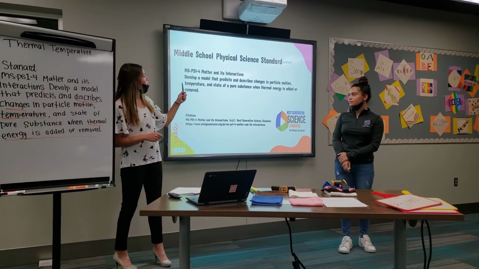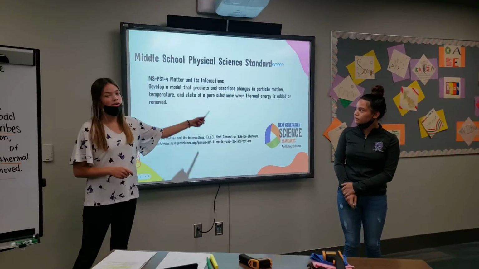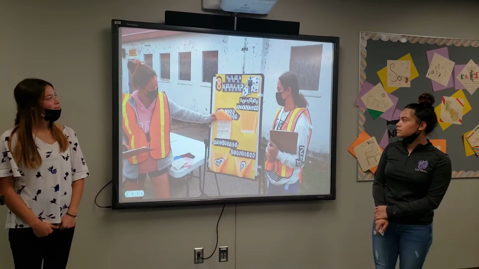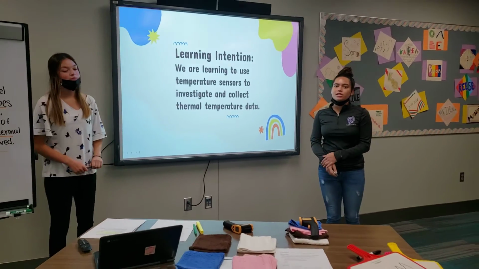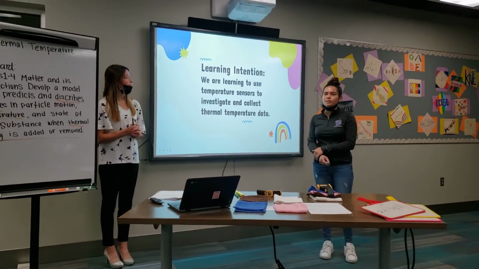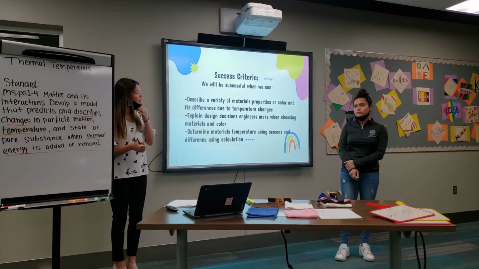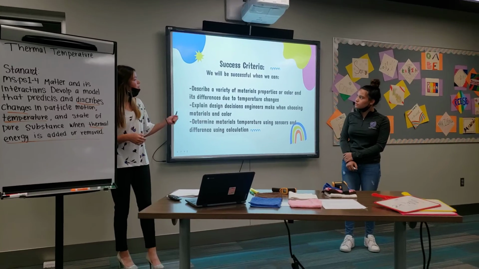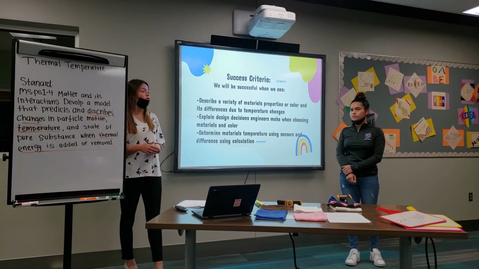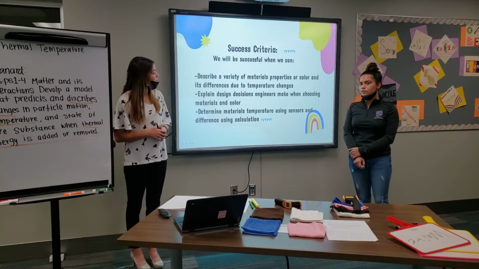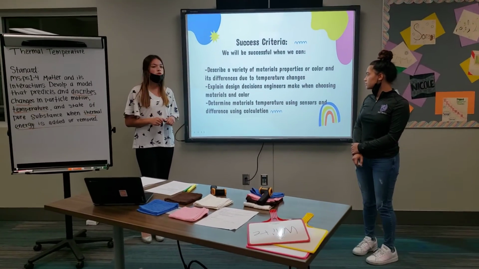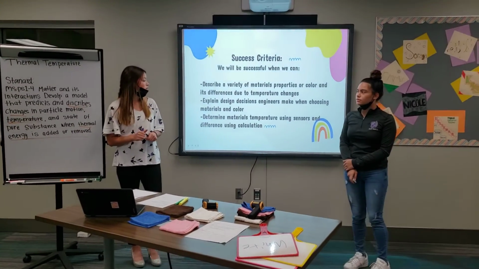This is a standard that we used. It's matter and its interactions. So our learning intention: we are learning to use temperature sensors to investigate and collect thermal temperature data. And the success criteria that we gave the students was describe a variety of materials and its properties or color and its differences due to the temperature changes. Explain the design decisions engineers make when choosing materials and color. Determine materials temperature using sensors and difference using calculations.